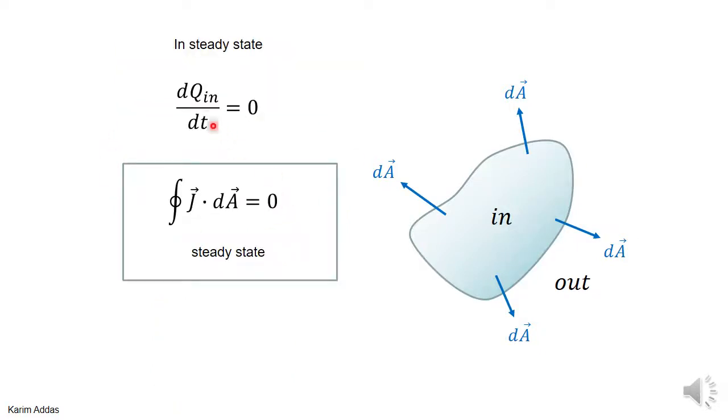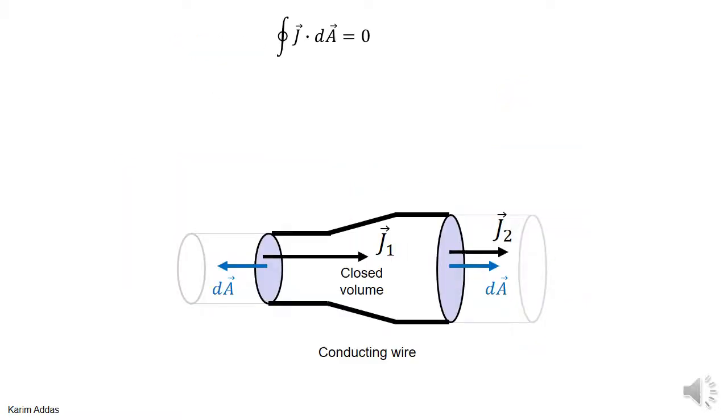You would be in steady state if, remember, the total amount of charge inside the volume doesn't change with time. That means dQ_in/dt is 0. That means the integration of J dot dA has to be 0. So this is the condition for the system to be in steady state. The total current going out of the surface has to be 0. Let's go back to the wire and let's see what that means.